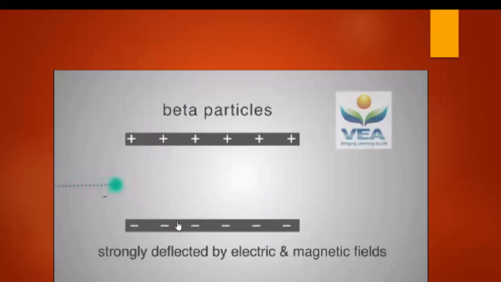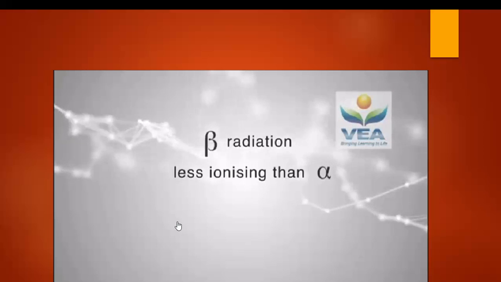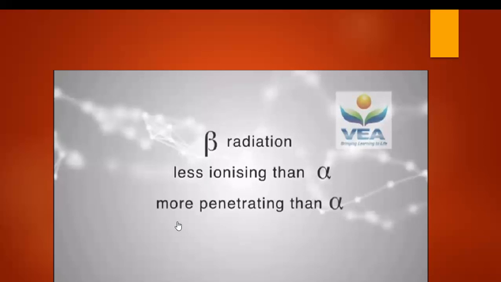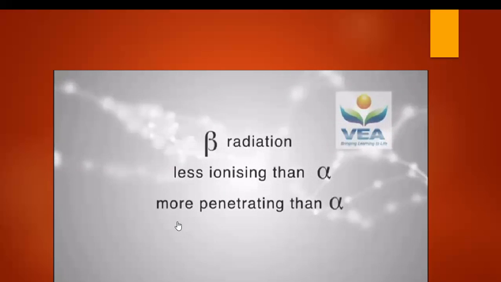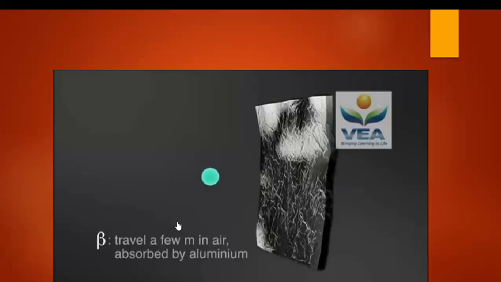Like alpha particles, beta particles are affected by magnetic and electric fields, but are lighter and more easily deflected. They cause less ionization than alpha particles, being smaller and with a single charge, but they can penetrate further. It takes several centimeters of aluminium to stop beta particles, and they will travel for a few meters in air.